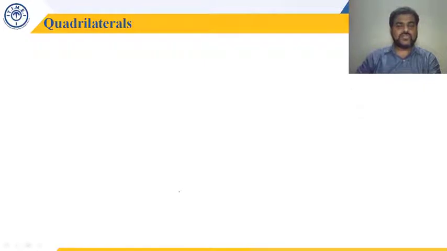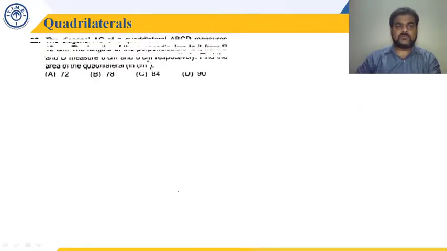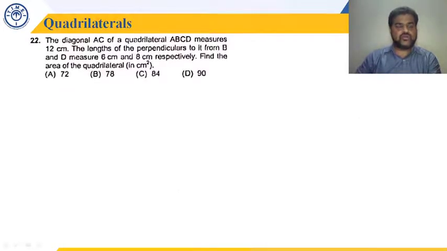So let's look at a question based on quadrilaterals. The question says the diagonal AC of a quadrilateral ABCD measures 12 centimeters. The lengths of the perpendiculars to it from B and D measure 6 centimeters and 8 centimeters. So these perpendiculars are nothing but offsets on the diagonal AC. What is the area of the quadrilateral? It's a very simple application of what we just learned.